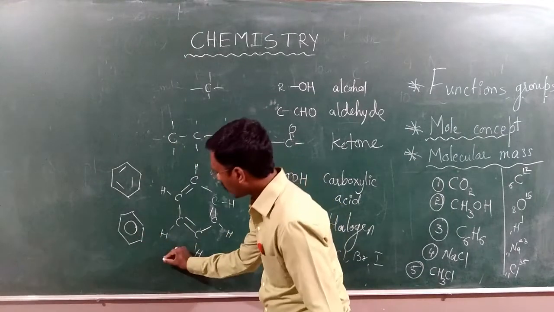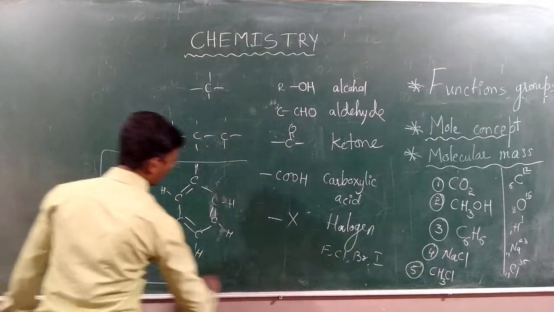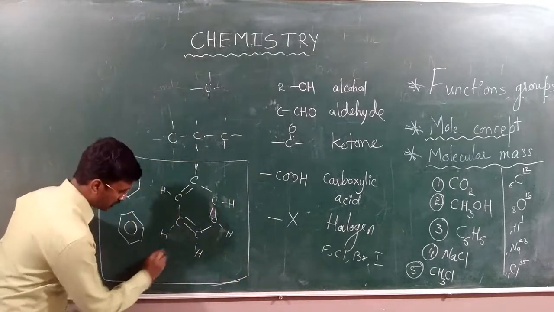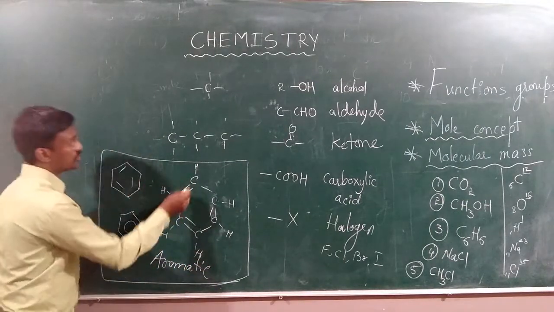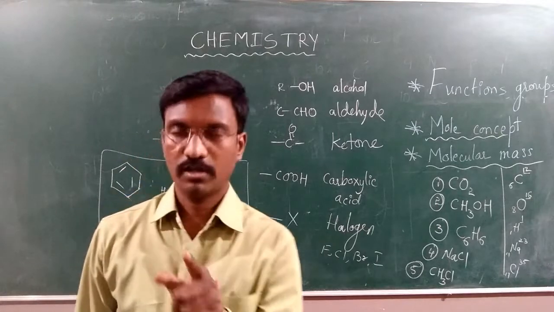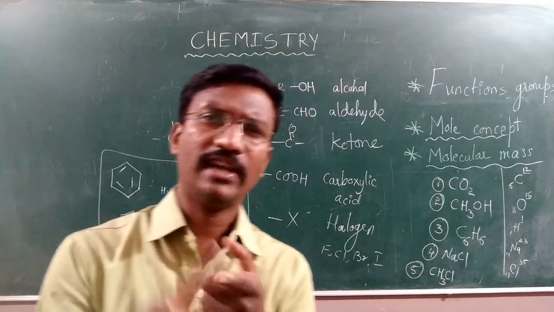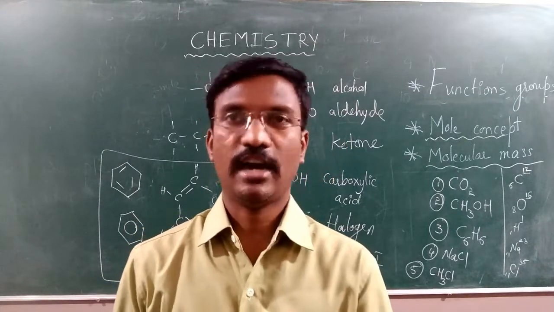Therefore, compounds containing this benzene are called aromatic compounds. Apart from this benzene, all the remaining carbons and hydrogens are called alkyl compounds. Alkyl compounds are nothing but any of the alkane compounds. If benzene is present, then we call that an aromatic compound.